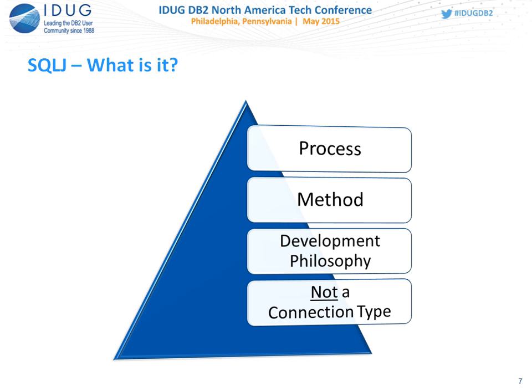SQLJ itself is a series of steps, therefore you could class it as a process, a method or methodology. You can even class it as a development philosophy. However, it is not a connection type. SQLJ uses JDBC connections. So it's the same as dynamic JDBC connecting through it, type 4. It is not a separate type.